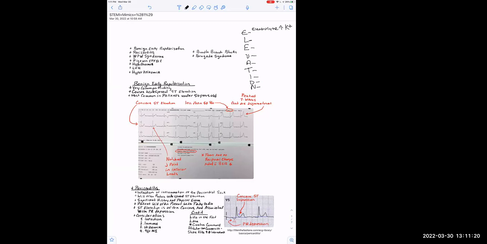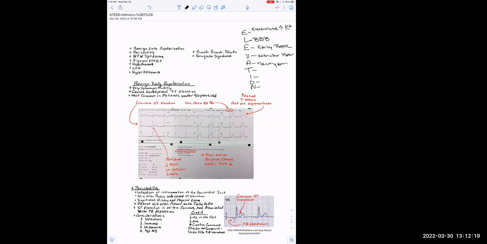The second one, the L, would be left bundle branch block. And actually, it can also be right bundle branch block, but left bundle branch block is more common. The third would be early repolarization. The fourth would be ventricular hypertrophy. The next one is an aneurysm. We're not really going to talk about an aneurysm, but just know that in certain cases, specifically a dissecting aortic aneurysm, can cause, in some cases, ST segment elevation.